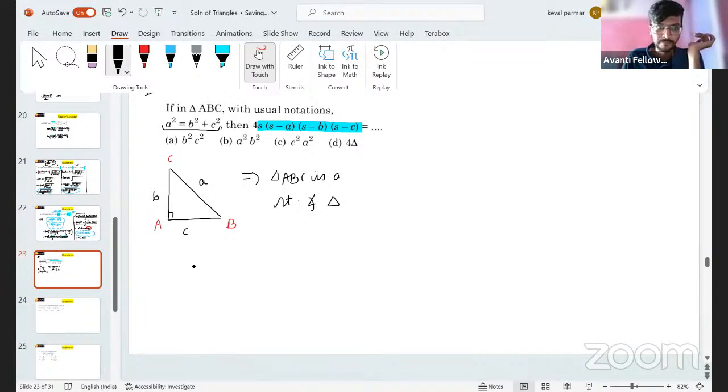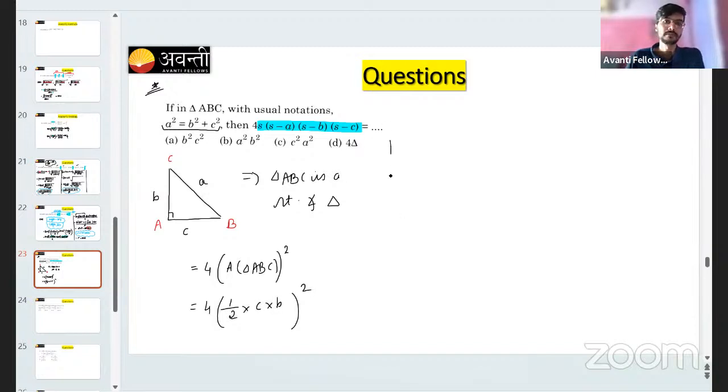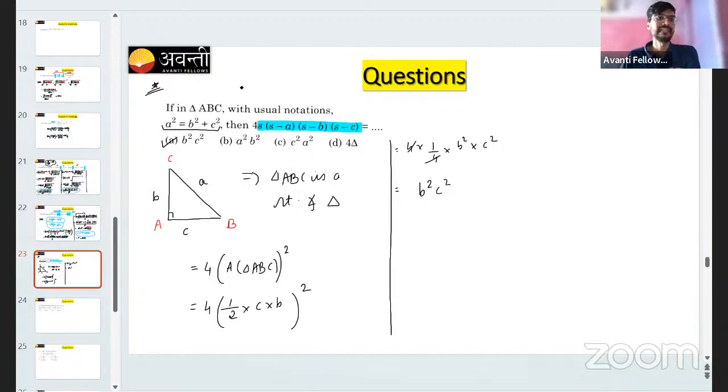this is equal to 4 into the remaining shaded part, which is the area of triangle ABC, whole square. Got it? And since it is a right angle triangle, this will be equal to half into base into height, whole square. Correct? So I'll get 4 into 1 by 4 into b square into c square. This will get cancelled. So basically my answer is b square c square. What is the option? This is option A.